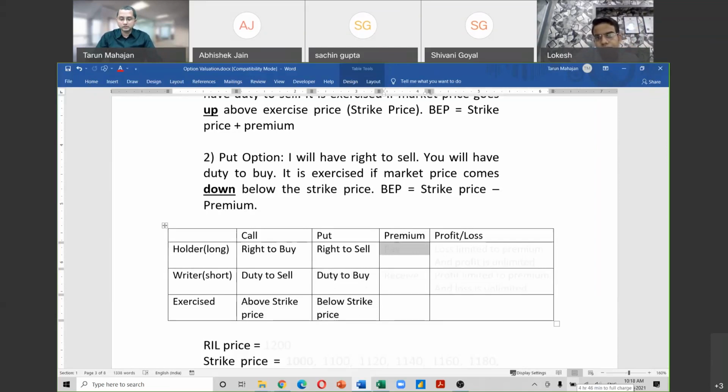So holder pays premium and writer receives premium. Whether you are call holder or put holder, in any case, if you are holder, you pay premium. If you are call or put writer, you receive premium. Whether you are call holder or put holder, your loss is limited to premium and profit is unlimited. Whether you are call writer or put writer, your profit is limited to premium and loss is unlimited.